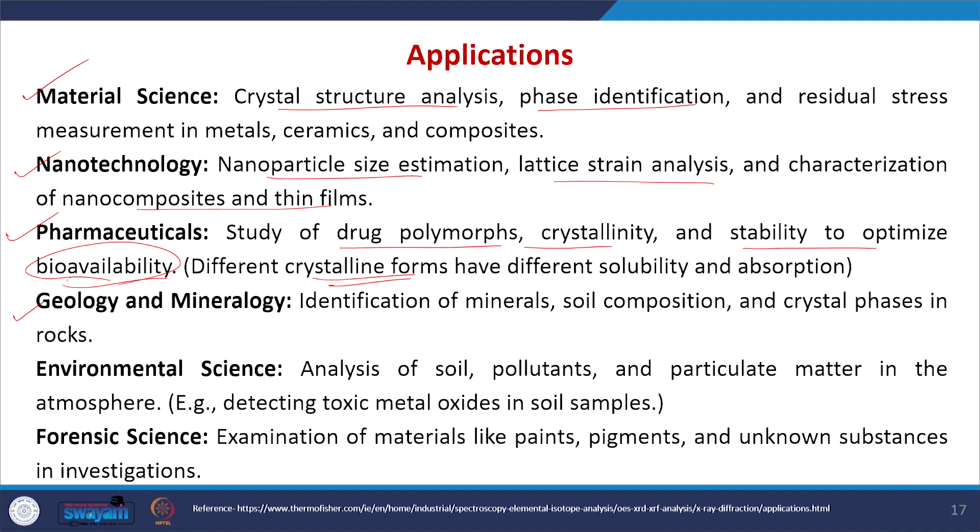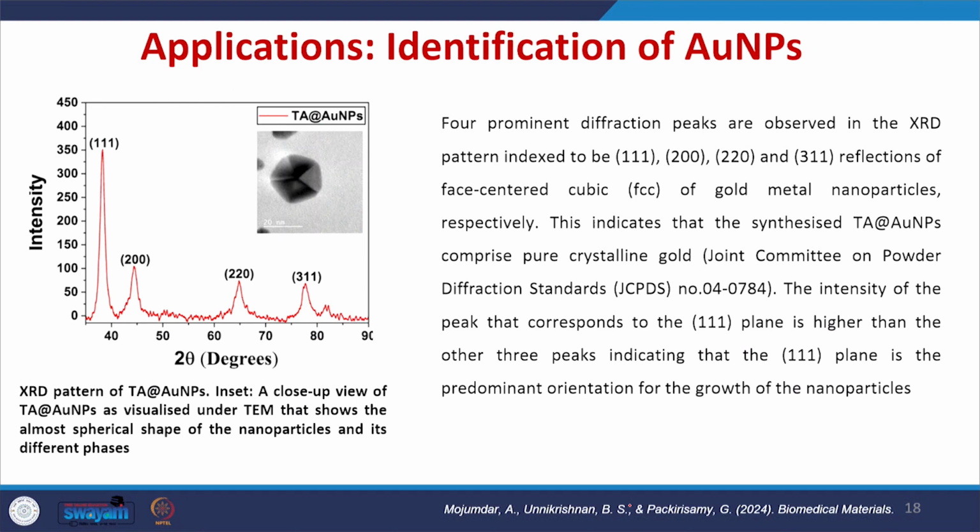And in case of geology and mineralogy, it will be useful for identification of minerals and soil composition and crystal phases in the rocks. In environmental science, it will be useful for analyzing the soil and pollutants and particulate matter in the atmosphere. For example, it can be useful for detecting the toxic metal oxide in the soil samples. In case of forensic science, it will be useful for examination of materials like paints, pigments, and also for identifying the unknown substances.